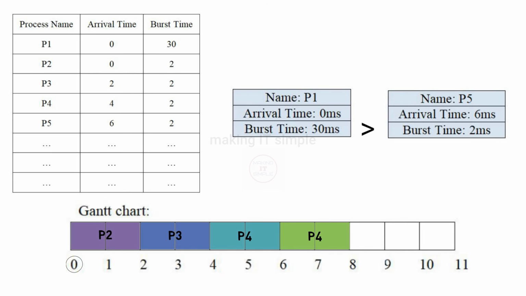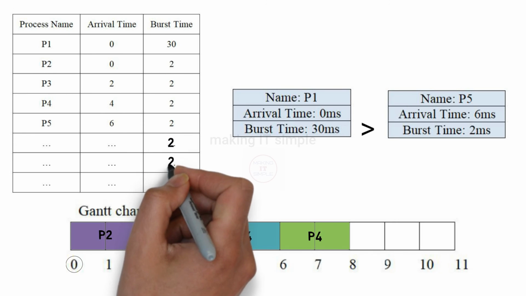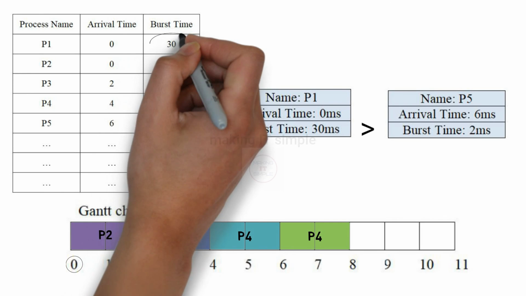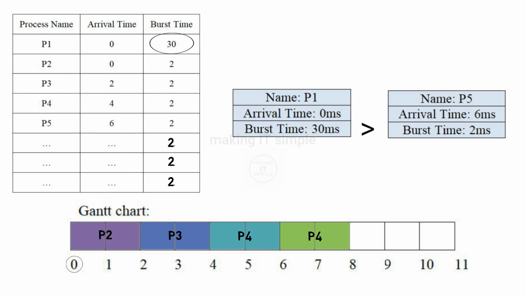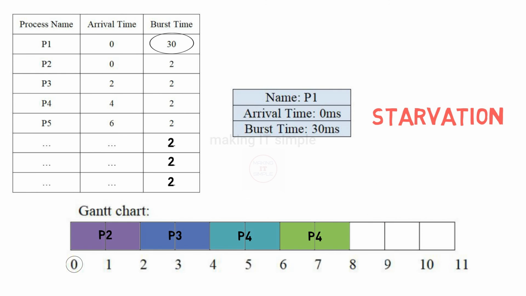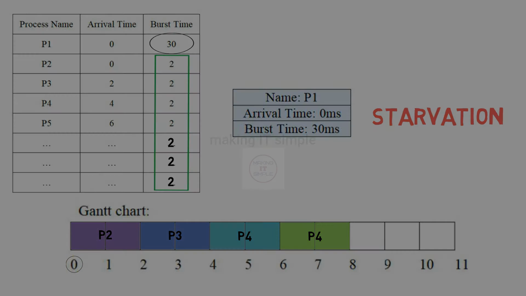Now just imagine, similar to these short burst processes, many more short burst time processes keep on arriving continuously. Then P1, which has 30 ms of burst time, will never get a chance to get executed. It will be starving for execution. This is what starvation is. So this can happen when scheduling is based on shortest burst time. So this is one of the disadvantages of SJF.